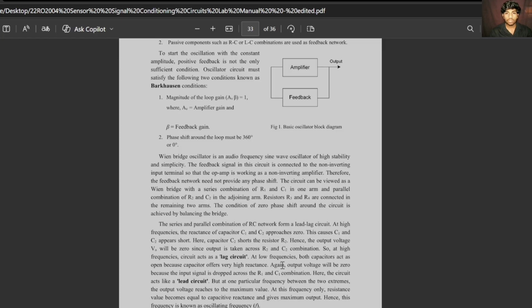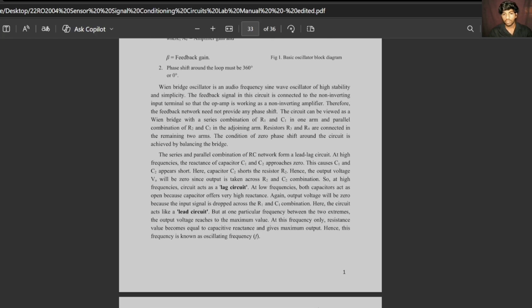At low frequency, both capacitors act as open because a capacitor offers very high reactance. Again, the output voltage will be zero because the input signal is dropped across the R1 and C1 combination. Here the circuit acts like a lead circuit. But at one particular frequency between the two extremes, the output voltage rises to the maximum value. At this frequency only, the resistance value becomes equal to the capacitive reactance and gives the maximum output. Hence, this frequency is known as the oscillating frequency.